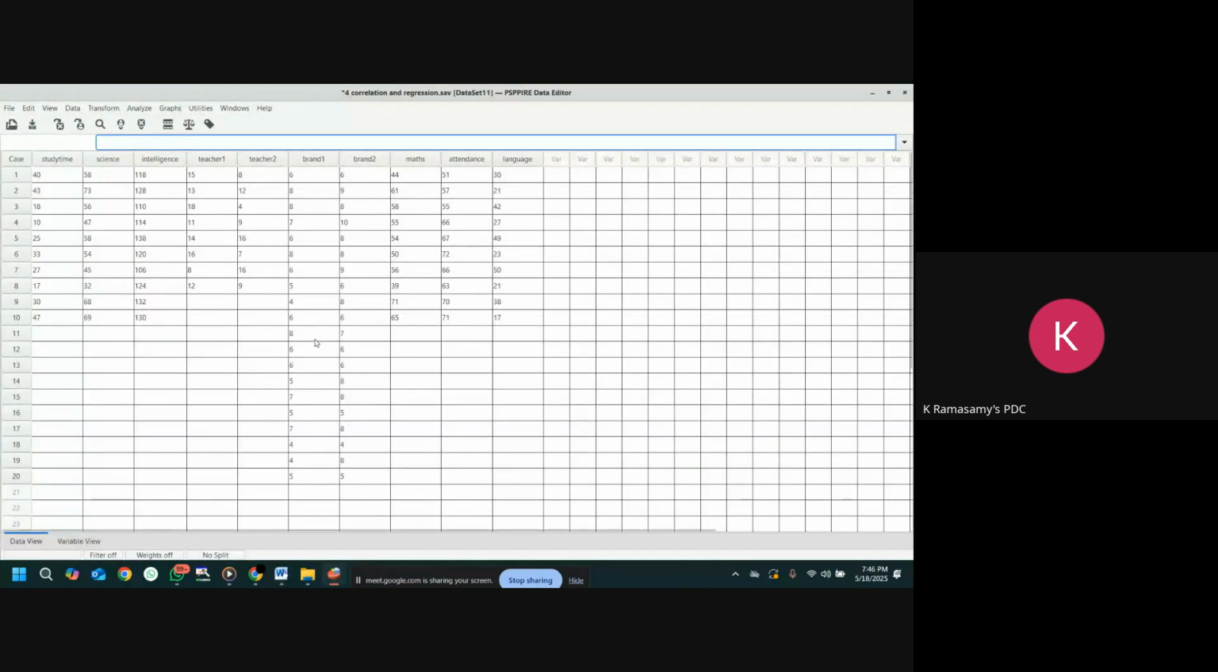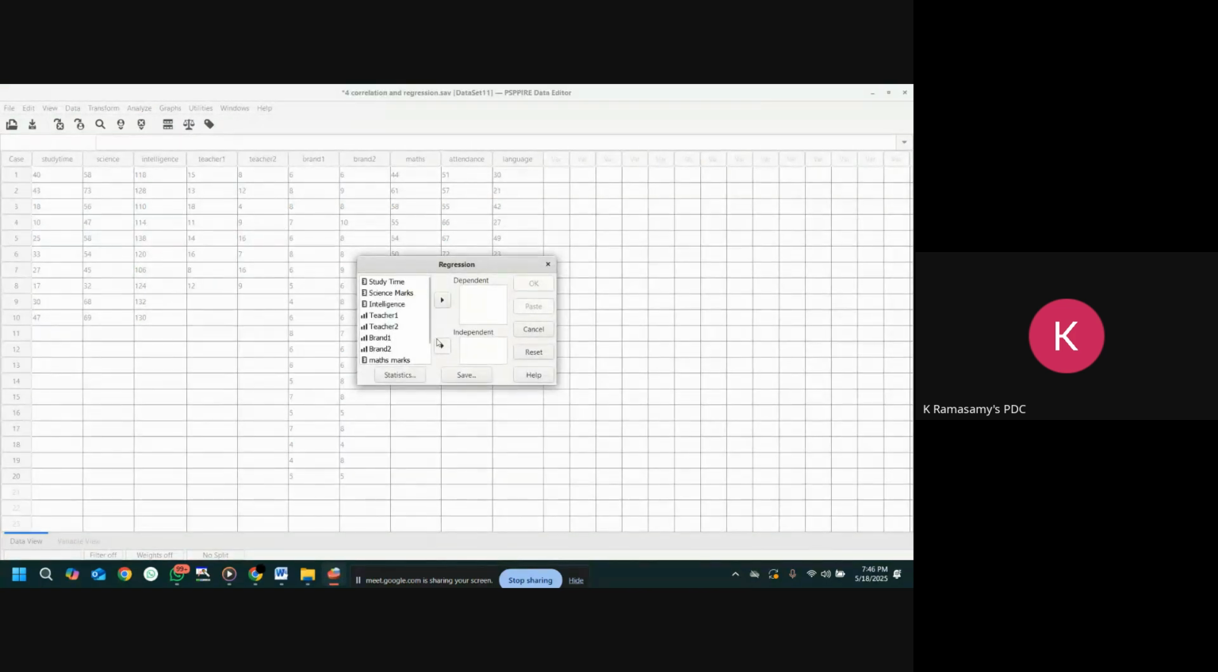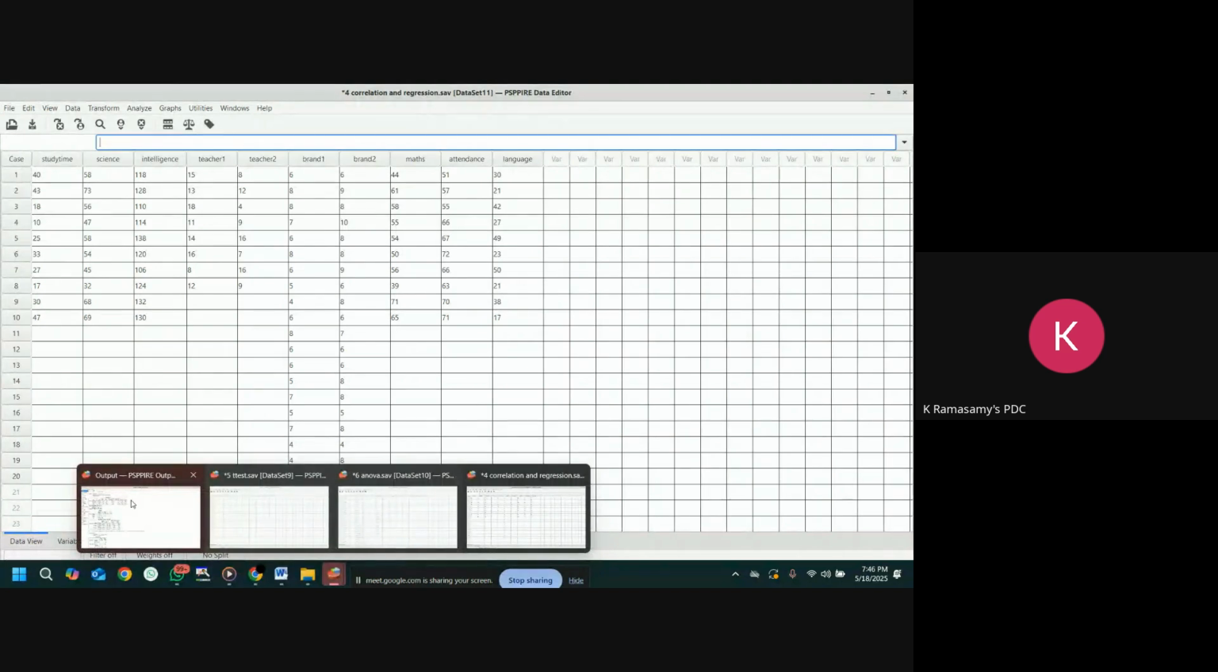For example, here I have study time and science mark. I am going to predict science mark based on study time. How to do that? Go to Analyze, click on Regression, and in Regression, click on Linear. The dependent variable is science mark, and the independent variable is study time. There are many statistics options, just leave them. Say OK. Now you get the answer. Let me check the output.